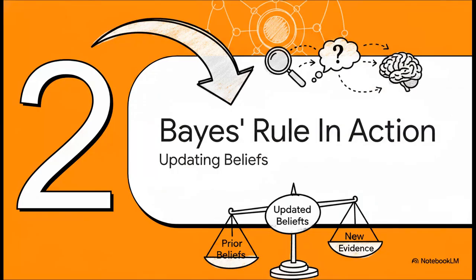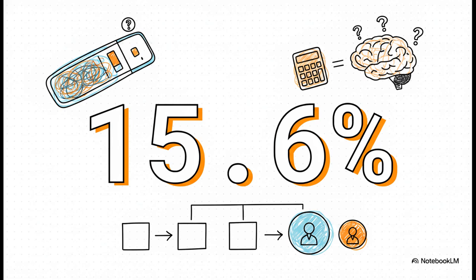Section 2. Bayes' rule in action. Let's see how this actually builds our ability to update our beliefs when new evidence rolls in. Okay, so back to that opening question from the problem set. Remember the medical test with 95% accuracy? Well, even with a positive result, your true chance of actually having the disease is a shocking 15.6%. Crazy, right? How did we get there mathematically?